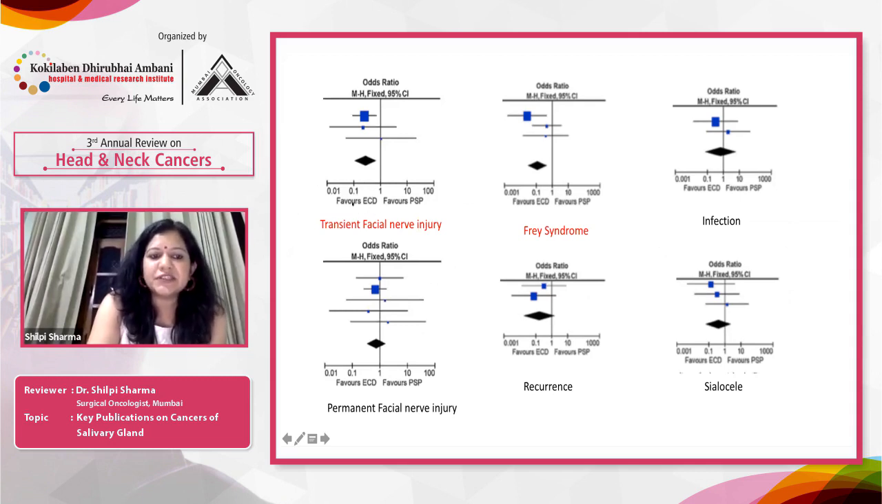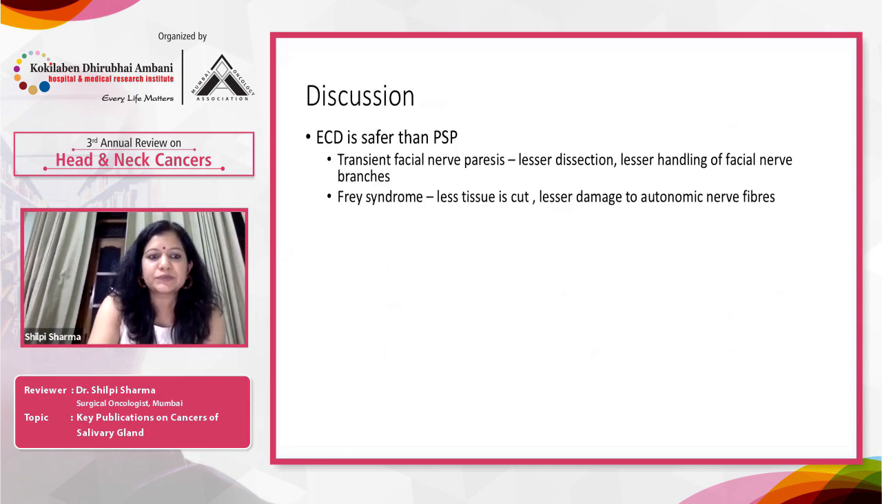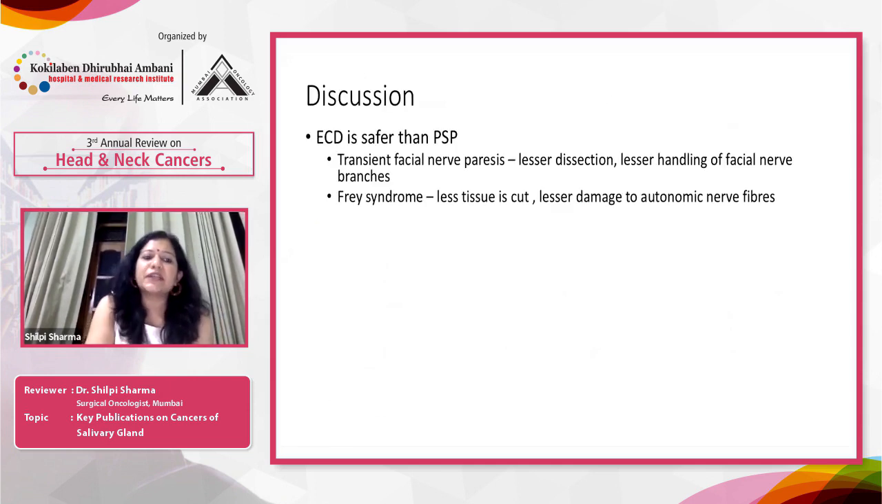That means the incidence of transient facial nerve injury and Frey syndrome was lesser in the extracapsular dissection group as compared to the partial superficial parotidectomy group. While for the rest of the parameters, the diamond is seen to be crossing or touching the line of unity, so the results were statistically equal in both groups. So the authors concluded that extracapsular dissection would be safer than partial superficial parotidectomy for 2 outcomes, that is transient facial nerve injury and Frey syndrome, probably because of the lesser dissection and lesser tissue damage.